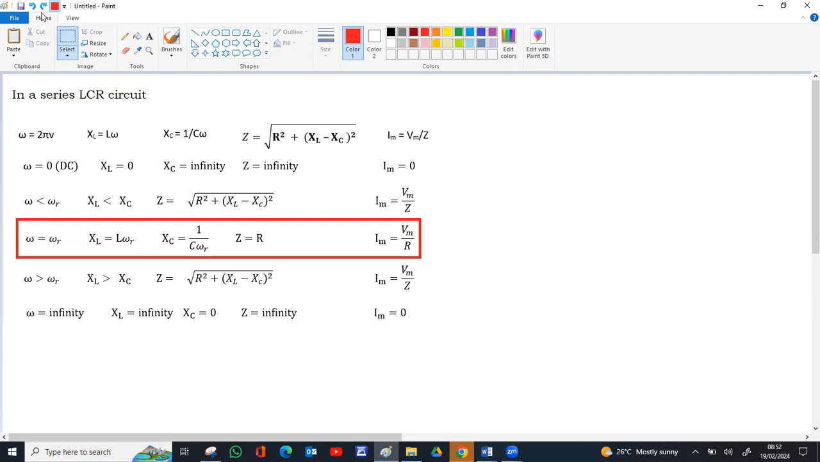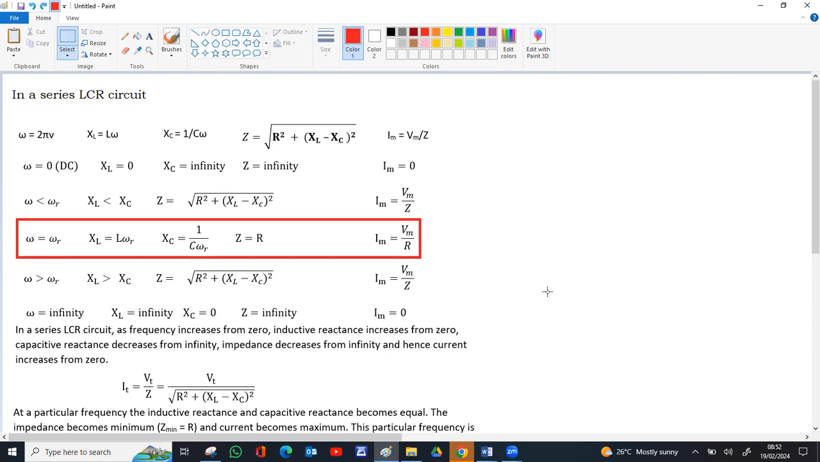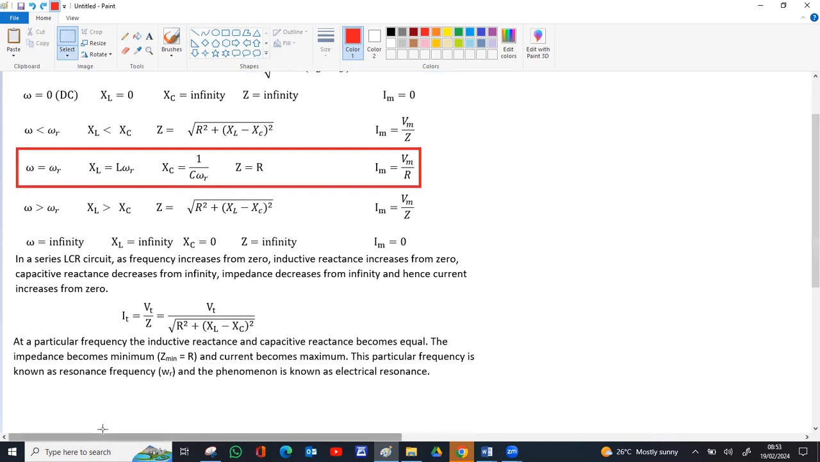Now if you summarize this, we already discussed it. As frequency increases from 0, inductive reactance is increasing because it is proportional to omega, capacitive reactance decreases, the impedance starts decreasing from infinity, and the current starts increasing from 0. Then comes this particular case, resonance. At that particular frequency, both inductive and capacitive reactance become equal, impedance becomes minimum, and the current becomes maximum. That phenomenon is known as resonance, and the frequency at which it happens is called the resonant frequency.